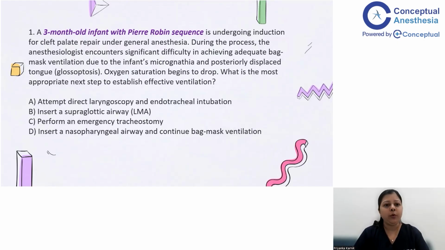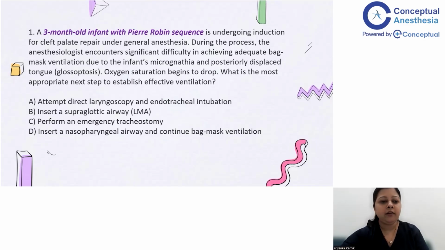So first is a 3-month-old infant with Pierre-Robin sequence who is undergoing induction for cleft palate repair under general anesthesia. During the process, the anesthesiologist encounters significant difficulty in achieving bag mask ventilation due to the infant's micrognathia and posteriorly displaced tongue, that is glossoptosis. The oxygen saturation begins to drop. So what is the next most appropriate step to establish effective ventilation?